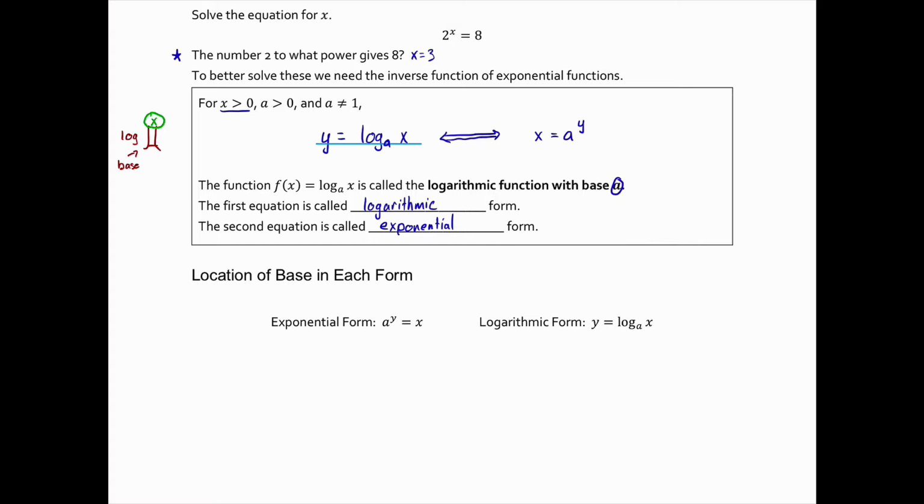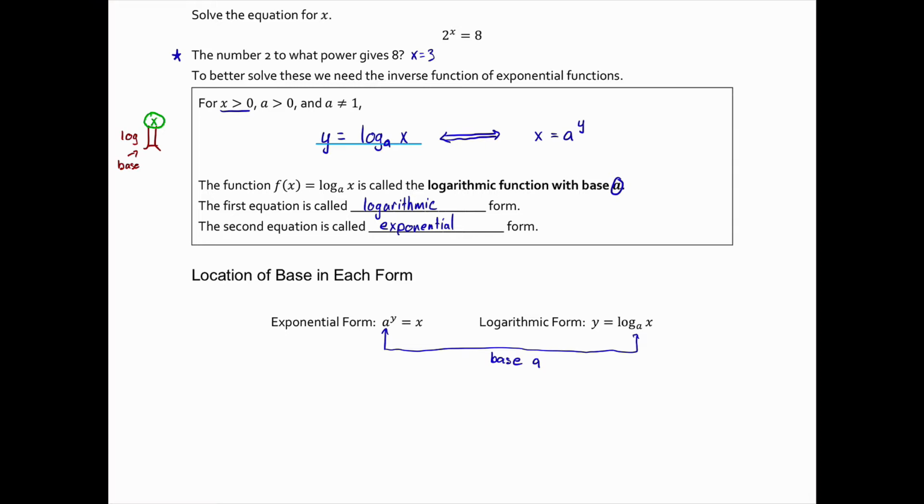To switch between the two of these, just keep an eye on where the base is. Notice in this one, the base is on the base of an exponent, hence we'll call it the exponential form. In the logarithmic form, the base a is on the base of the log, hence we call it the logarithmic form.